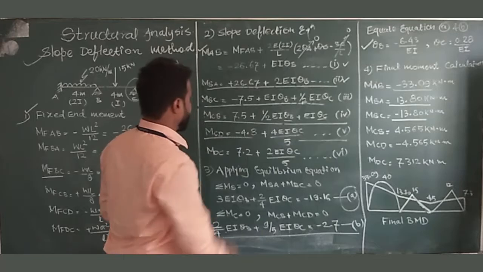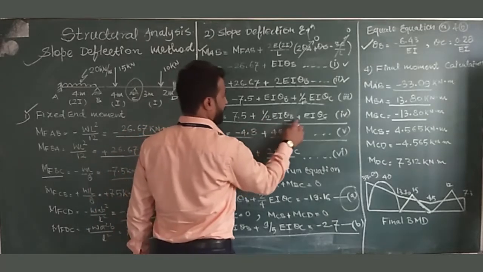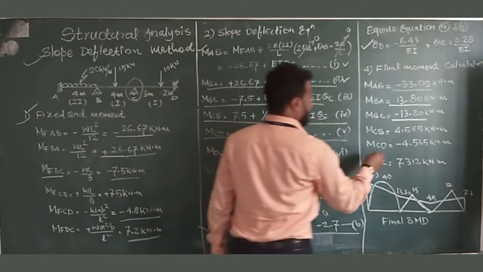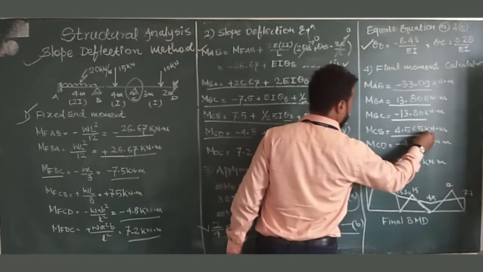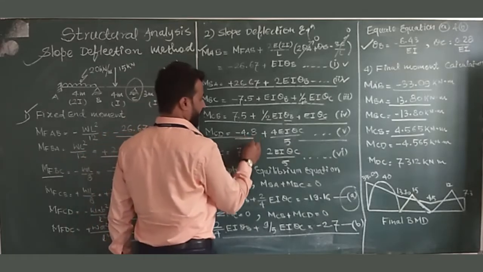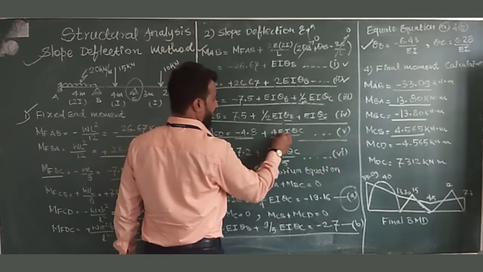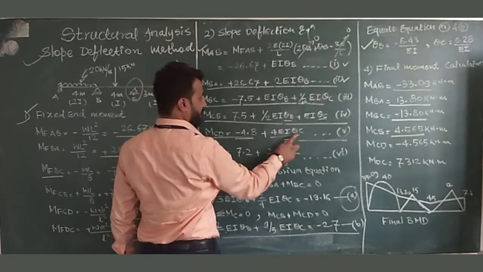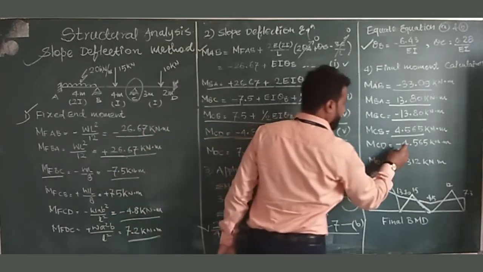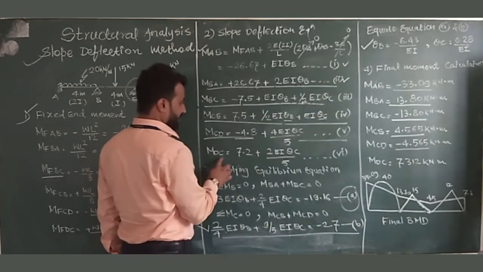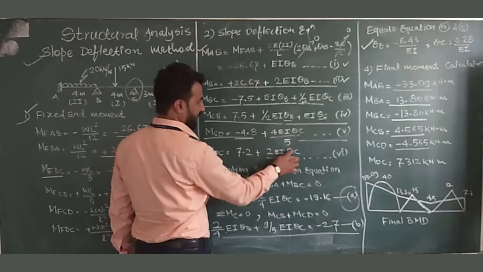Now MCB is 7.5 plus half of ER theta B plus ER theta C. Put the values of theta B and theta C, and you will get the final MCB moment as 4.565. Now MCD is minus 4.8 plus 4 ER theta C divided by 5. Put the value of theta C as 0.28 here, and you will get the moment minus 4.565. Now the last moment is MDC, 7.2 plus 2 ER theta C divided by 5.